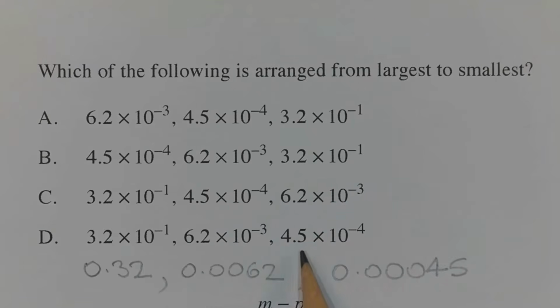And 4.5 times 10 to the power of -4 is 0.00045, which is smaller than 0.0062. Therefore, the correct answer is option D.